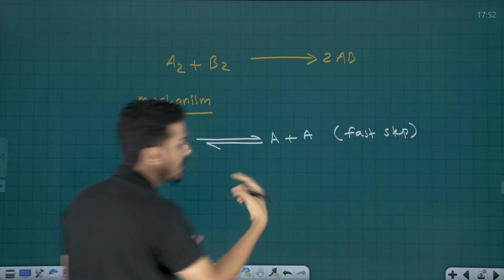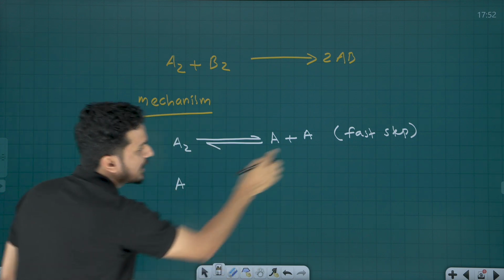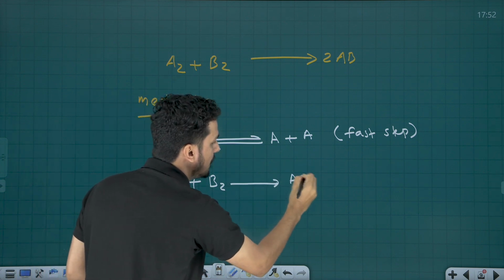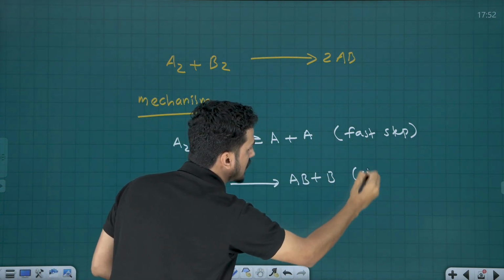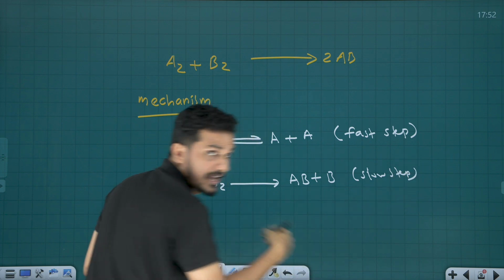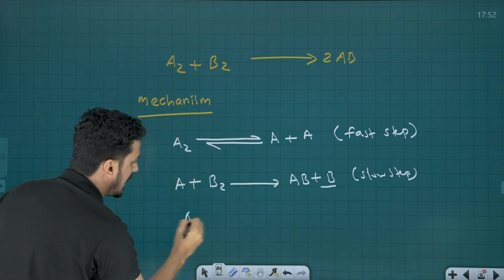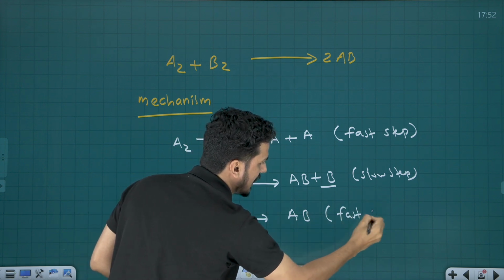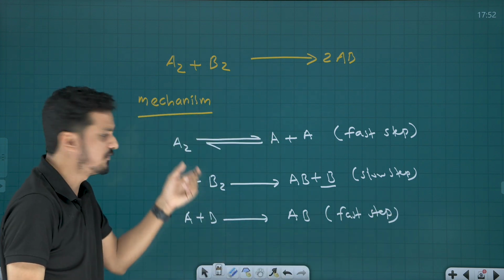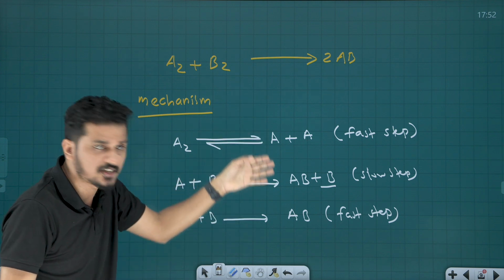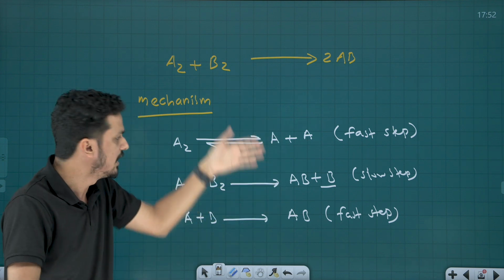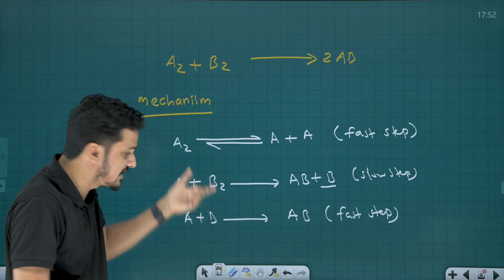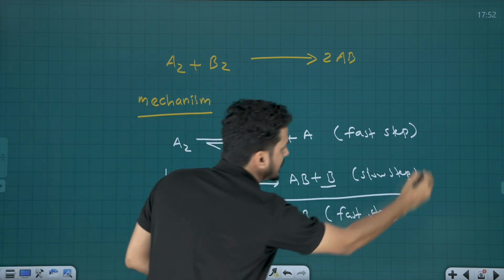Then in step 2, one of the A reacts with B2 and gives AB plus B. This is the slow step. And again, this B reacts with another A and gives AB. That's the fast step. So if they give this, it means this complex reaction includes more than one step, and each is an elementary reaction. In each elementary reaction, the slow step is the rate determining step.